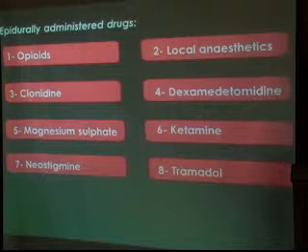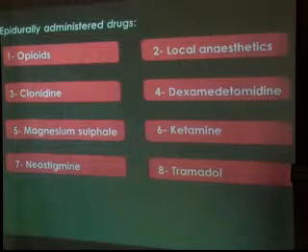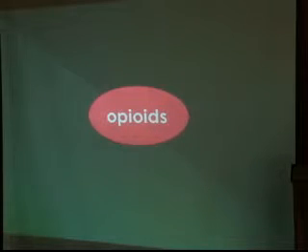Epidurally administered drugs, which we will use in thoracic epidural analgesia: opioids, local anesthetics, clonidine, dexamethasone, magnesium sulfate, ketamine, neostigmine, and tramadol. Opioids. In general, the side effects of epidural narcotics are not different from those seen with intravenous opioids.